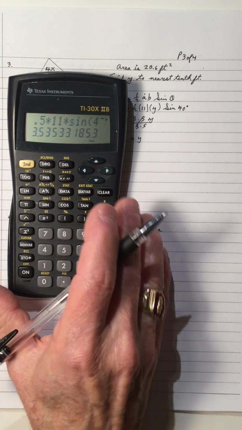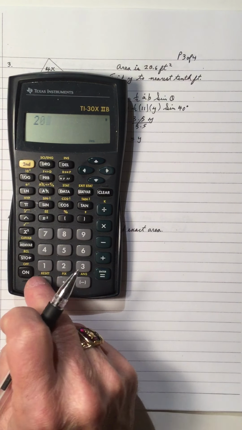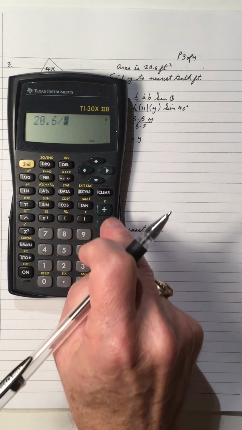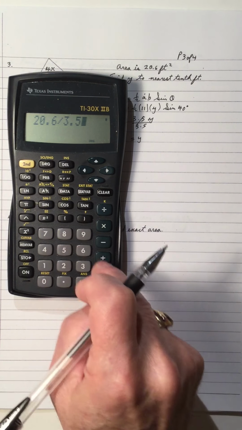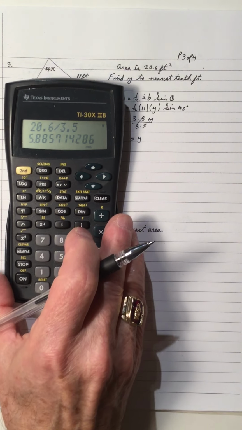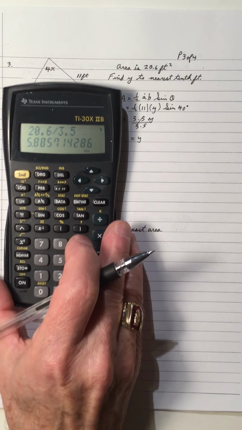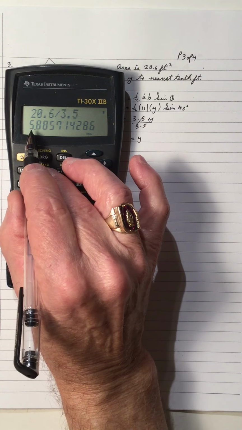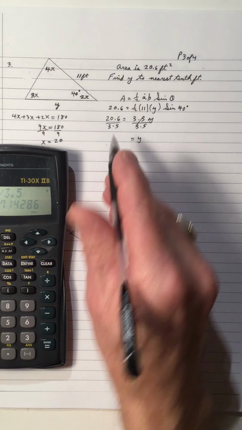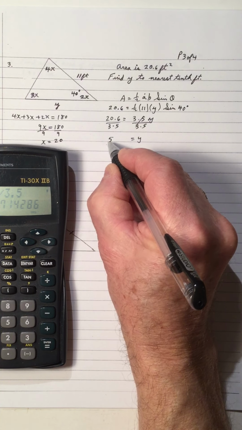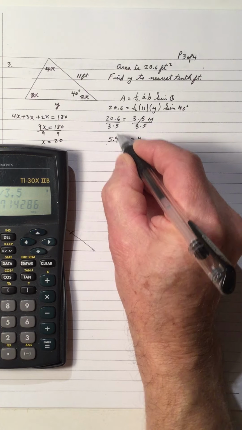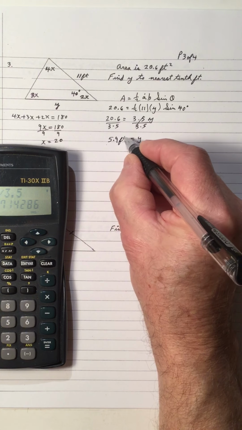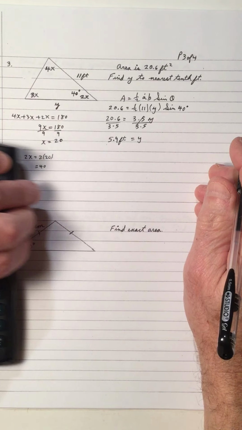20.6 divided by 3.5, and I want it to the nearest tenth, so it's 5.885, so the nearest tenth is 5.9. And it's the length of a side, so it's feet. Okay.